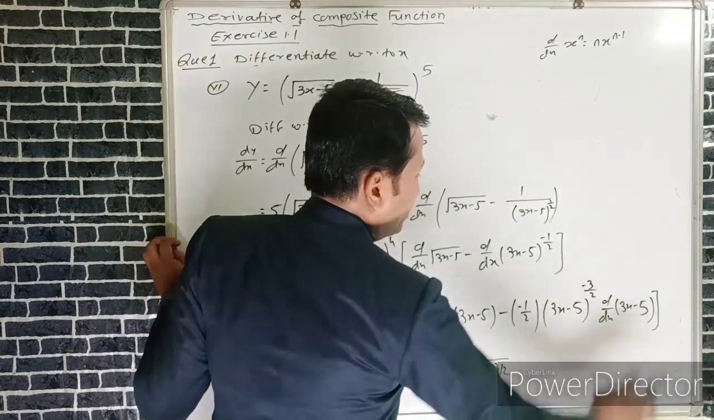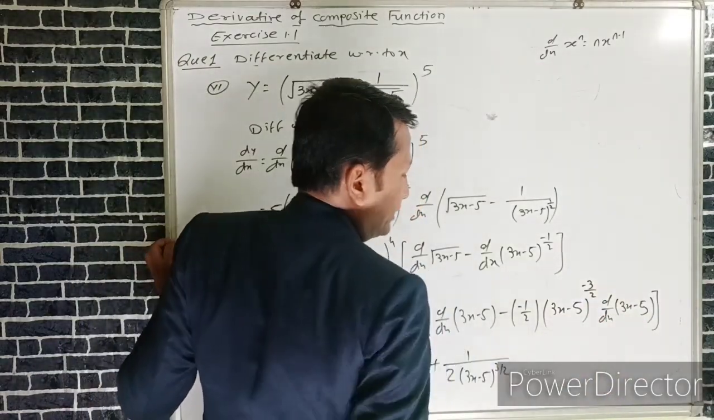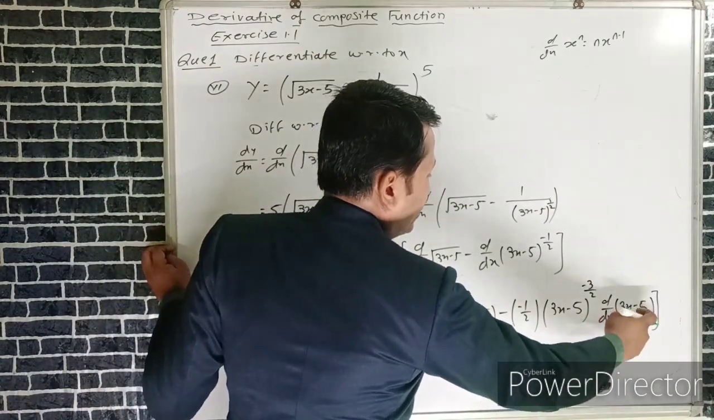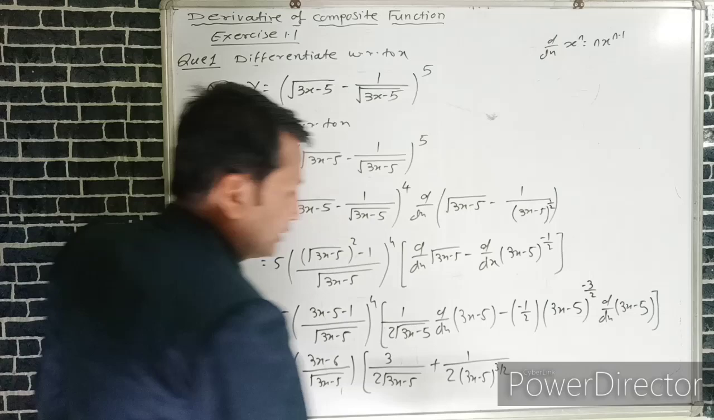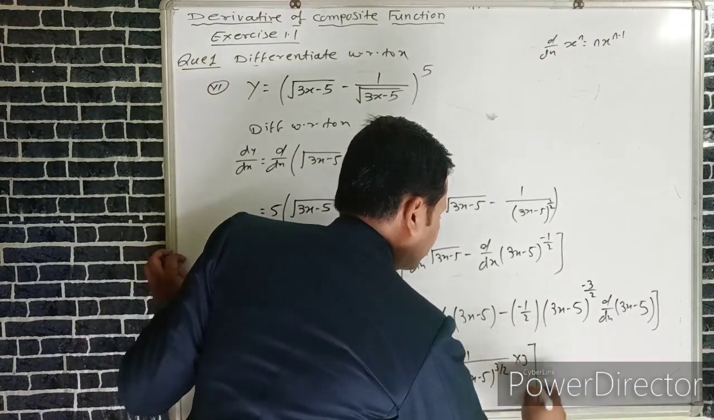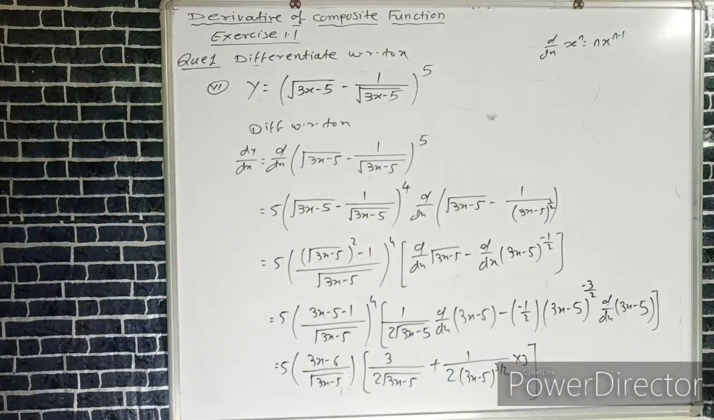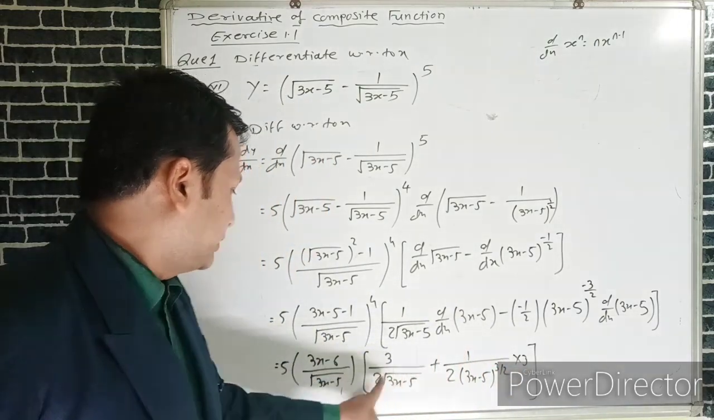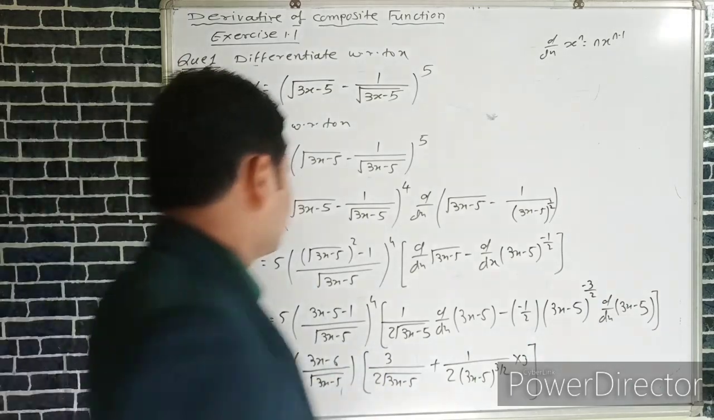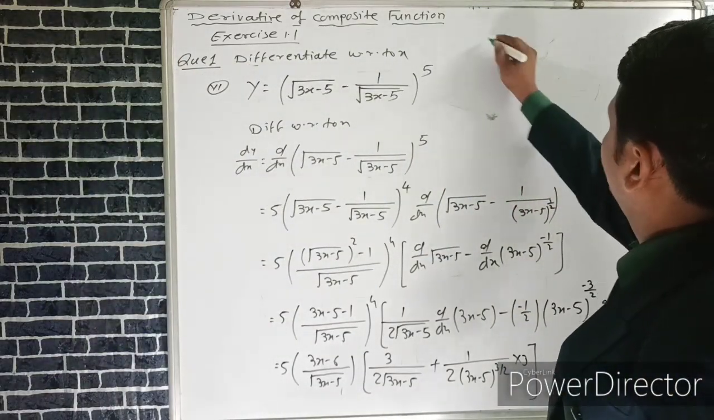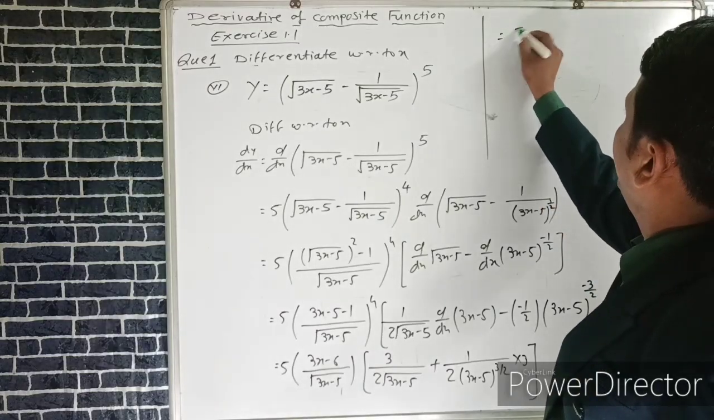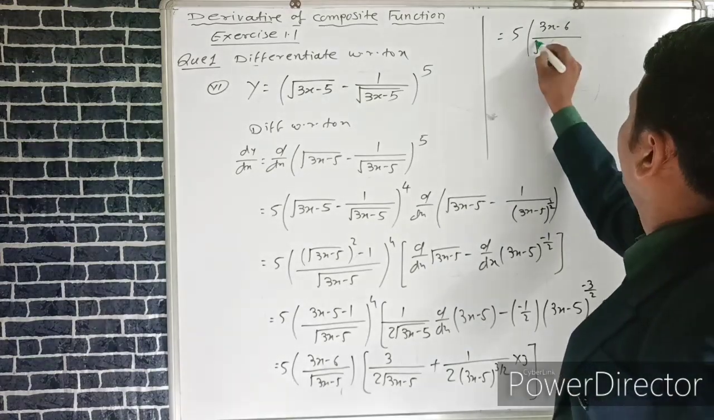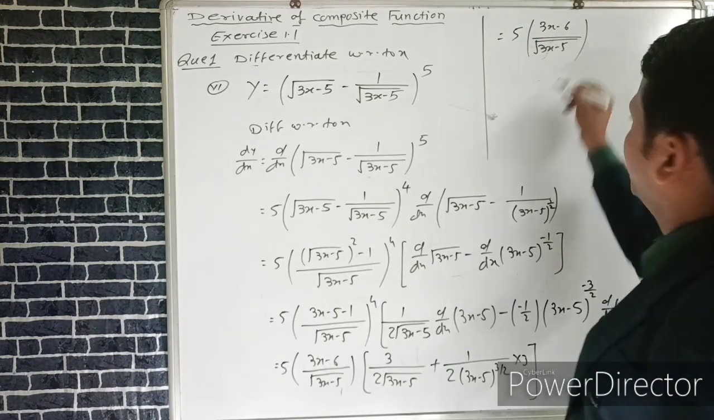And again derivative of 3x is 3. Derivative of minus 5 is 0. And the derivative of 3x minus 5 is 3. Hence we can write it into 3. After taking 3 by 2 common, we can write it 5 into (3x minus 6) upon under root of 3x minus 5.